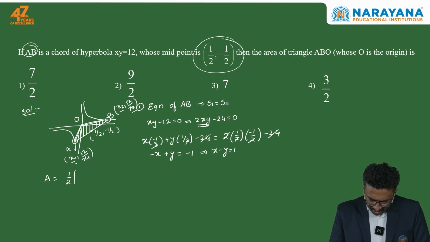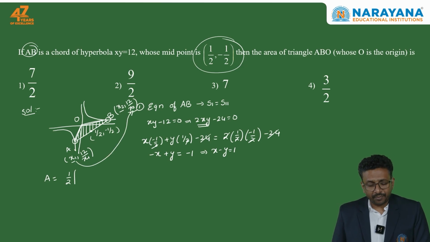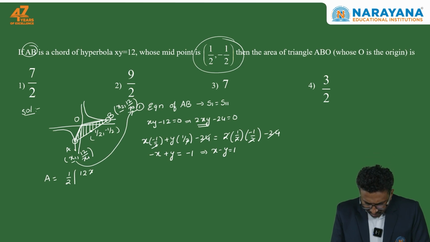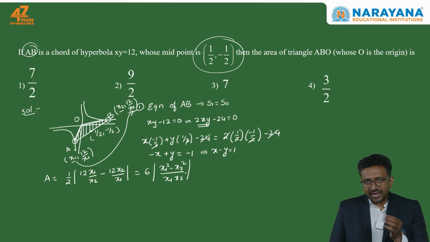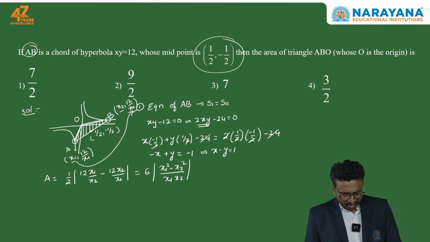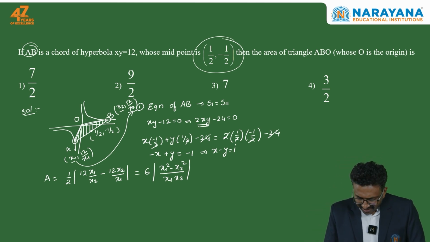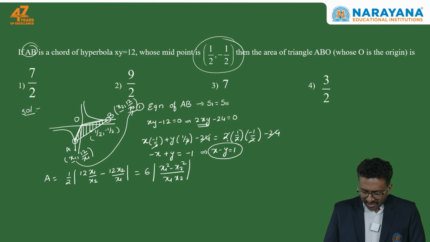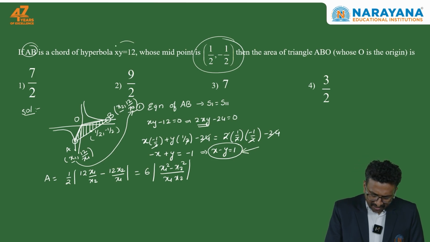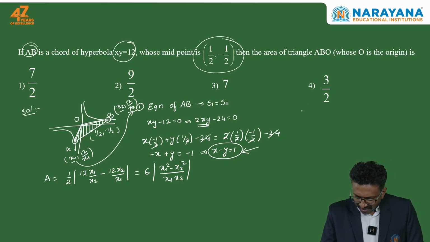That means x1 into the y coordinate of the second point, that is 12x1/x2, minus x2y1, that is 12x2/x1. So this is equal to 6 times mod of (x1² - x2²)/(x1x2), where x1 and x2 are the x coordinates of the points of intersection. To get these, let us create the simultaneous equation of the chord and the hyperbola.